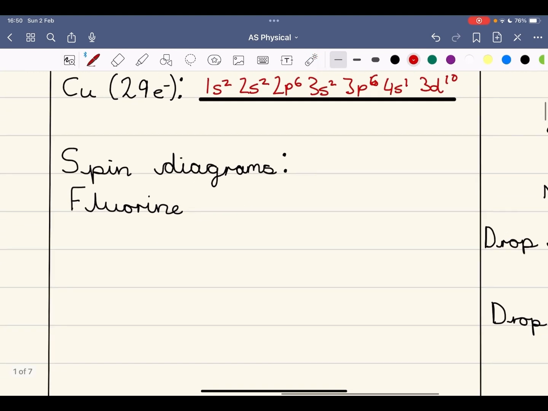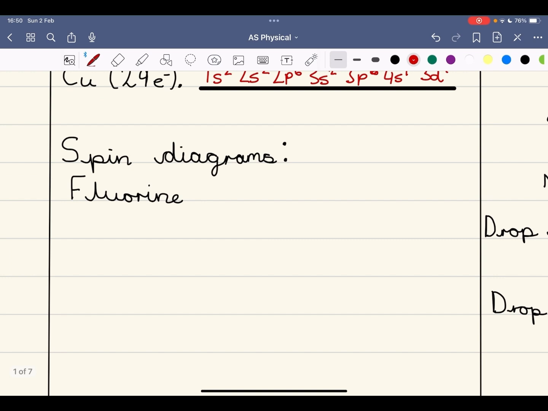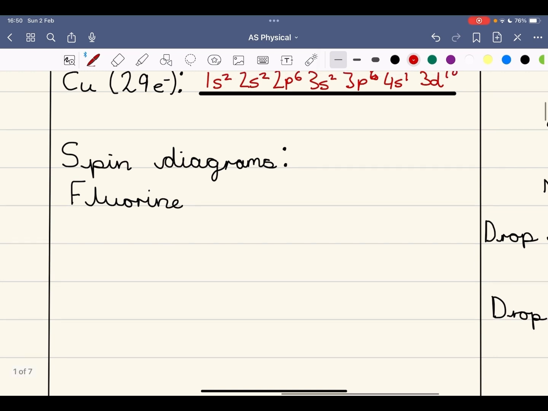Next, we're going to focus on the spin diagrams. So for fluorine, first I'm going to write down the electron configuration, so I know how many electrons go in each orbital. So fluorine is 1s2, 2s2, 2p5.